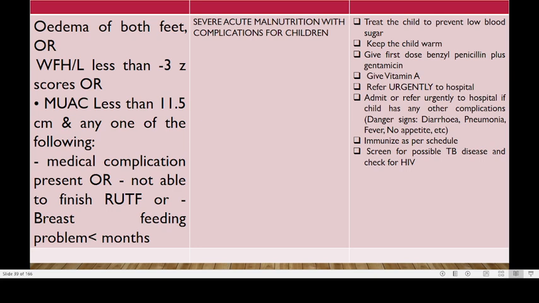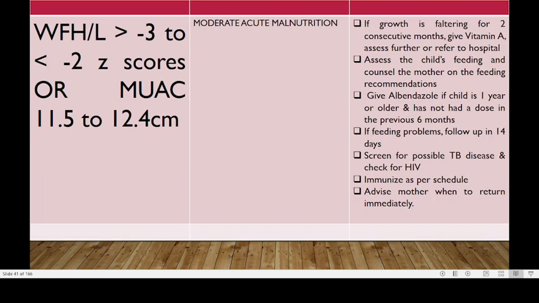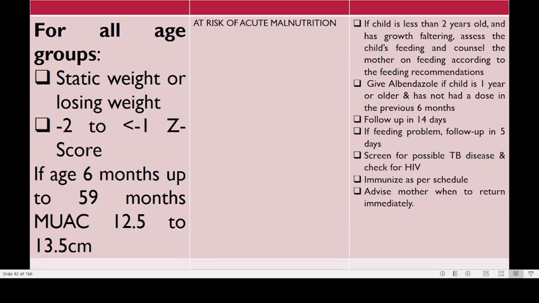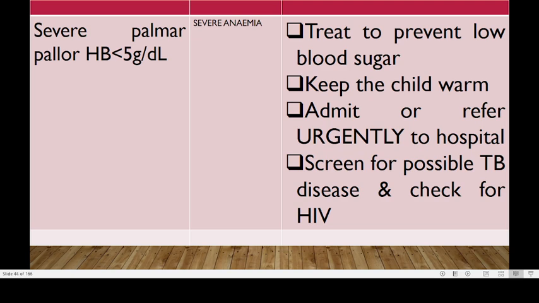We have severe acute malnutrition with complication for children. We also have the severe malnutrition without complication. We also have the moderate acute malnutrition, and those babies at risk of acute malnutrition. Lastly, we have no acute malnutrition classification. Malnutrition also goes hand in hand with anemia, so you need to also classify that.